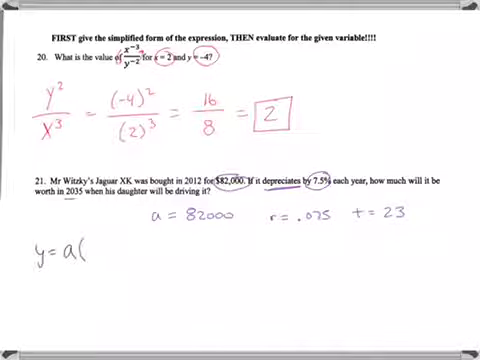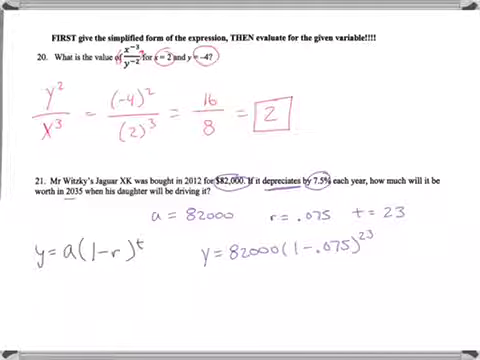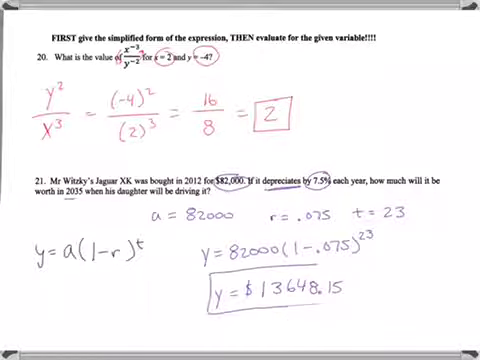So y equals a times 1 minus the rate to the t power. So that means we've got y equals 82,000 times 1 minus 0.075 to the 23rd power. Now we're going to go ahead and evaluate this, and we should get that after 23 years, the car is going to be worth $13,648.15.